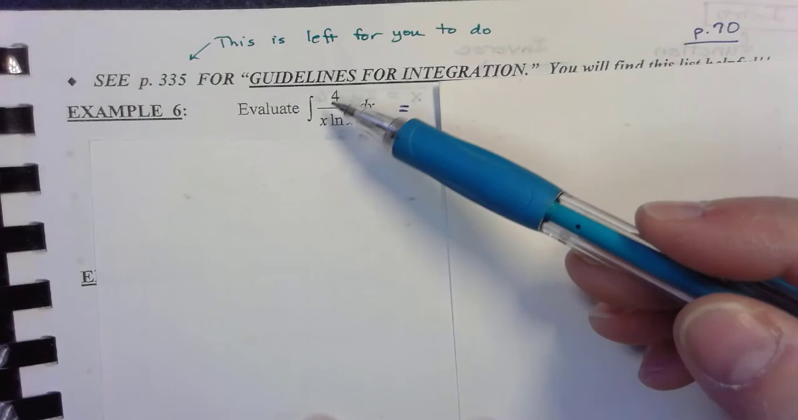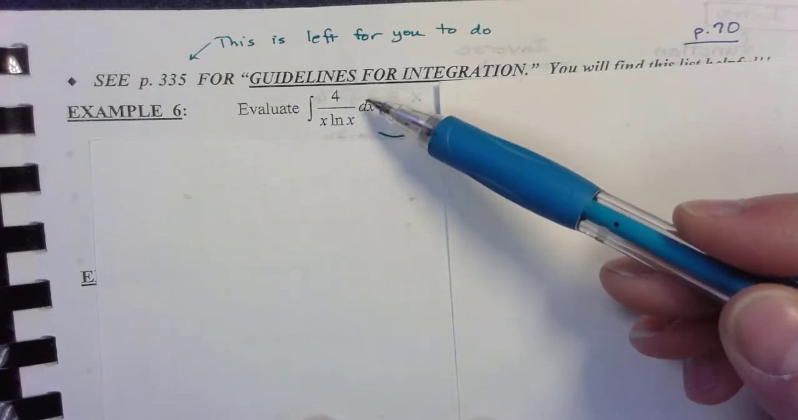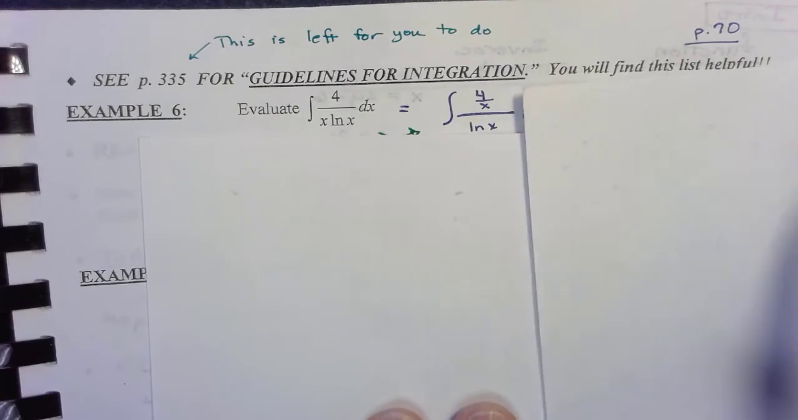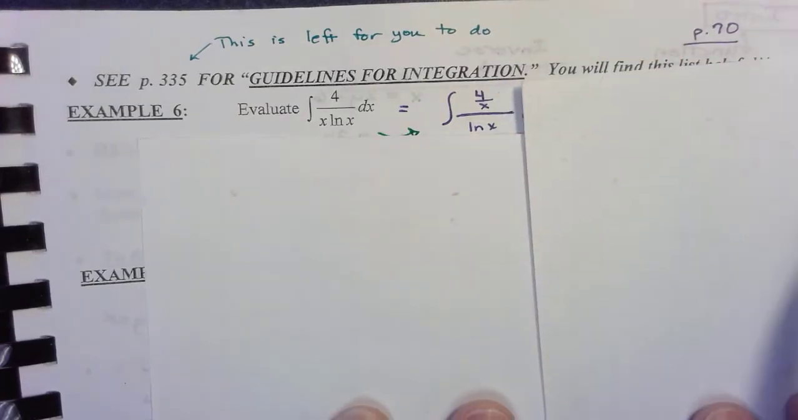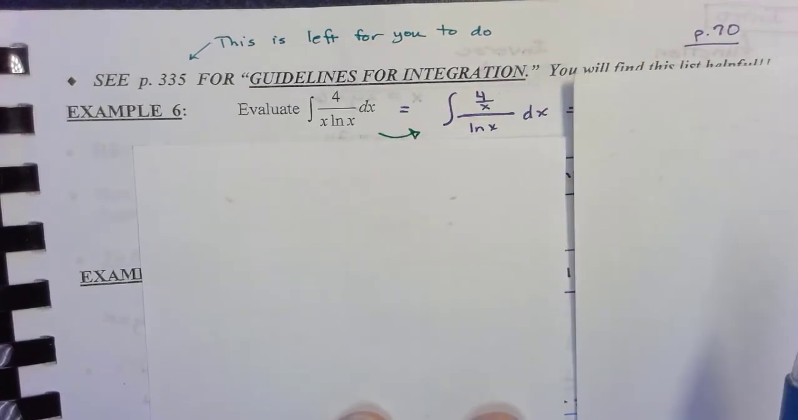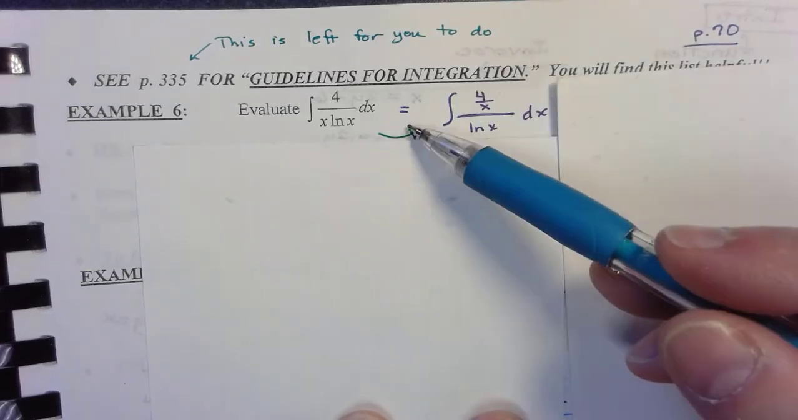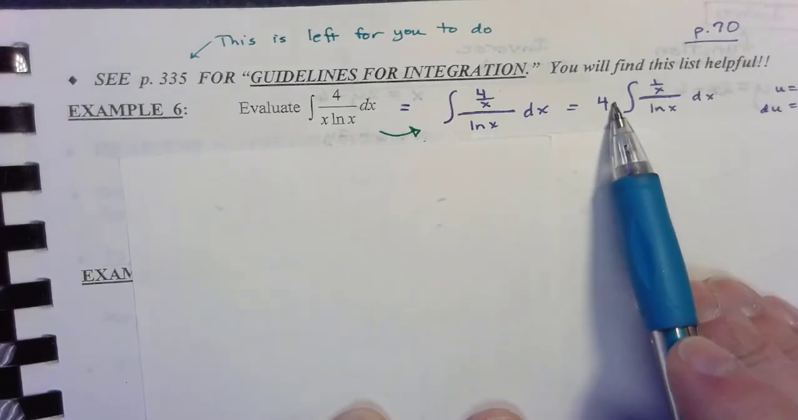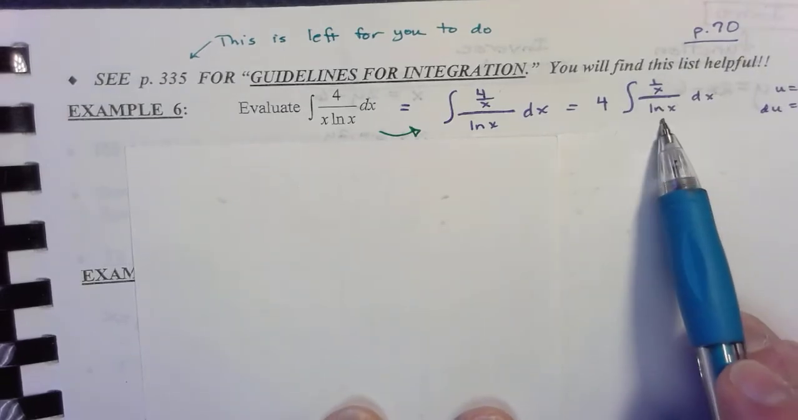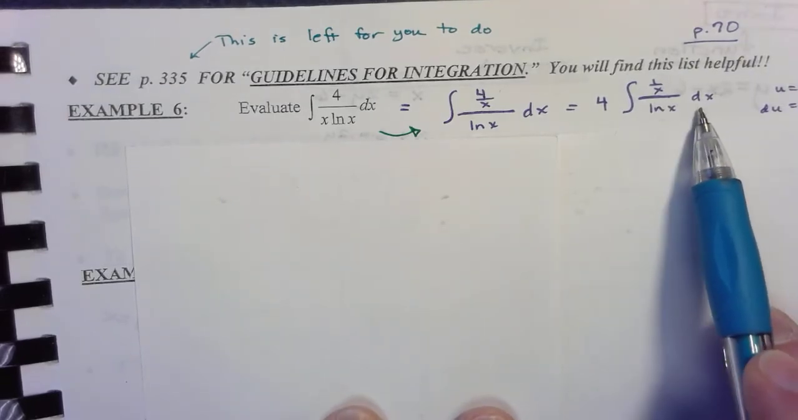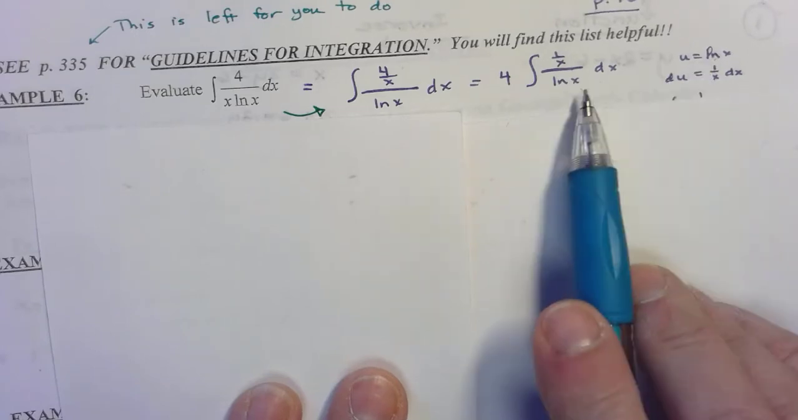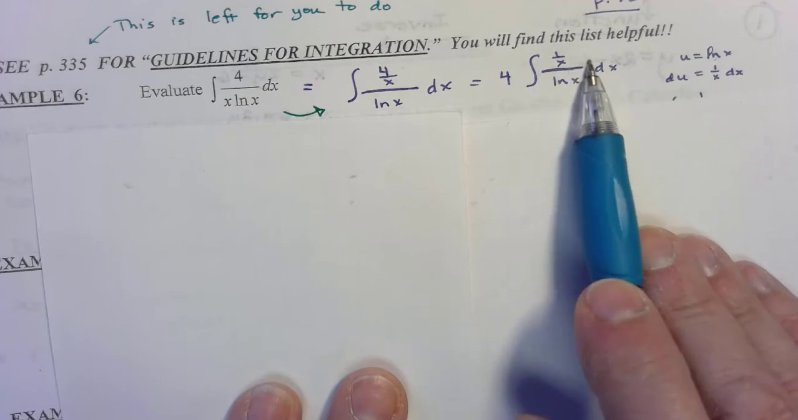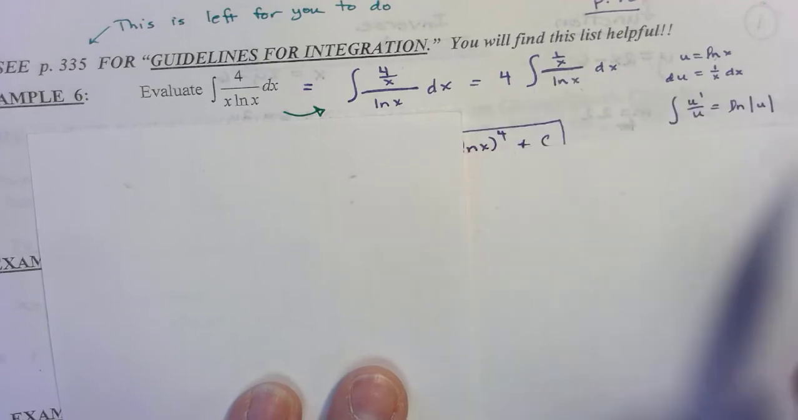The integral of 4 over x natural log of x dx could be thought of as 4 over x over the natural log of x dx. Now, if I bring the 4 out, I have 4 times the integral of 1 over x over the natural log of x dx. If my u is natural log of x, my du is 1 over x dx, which I have. So I have u prime over u form.